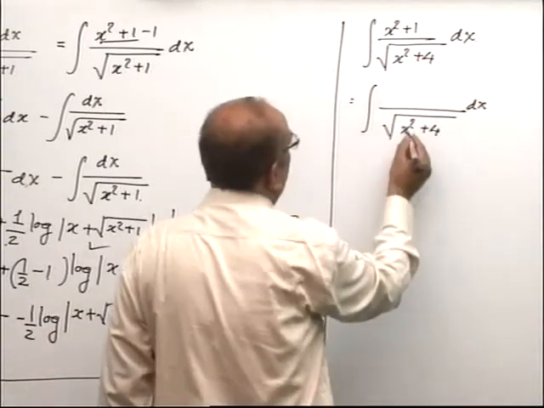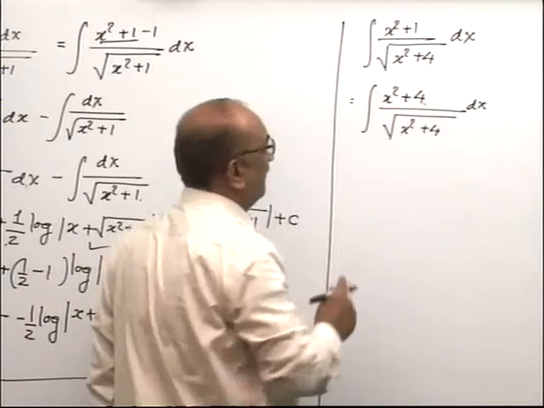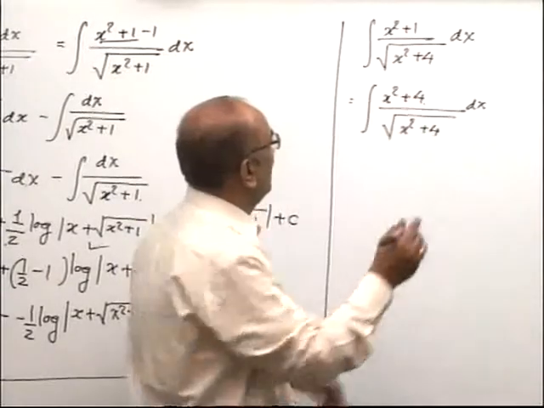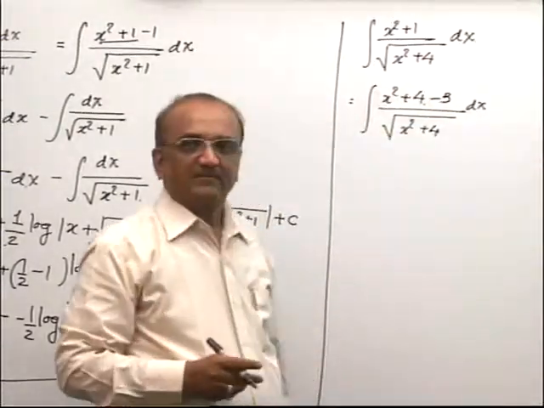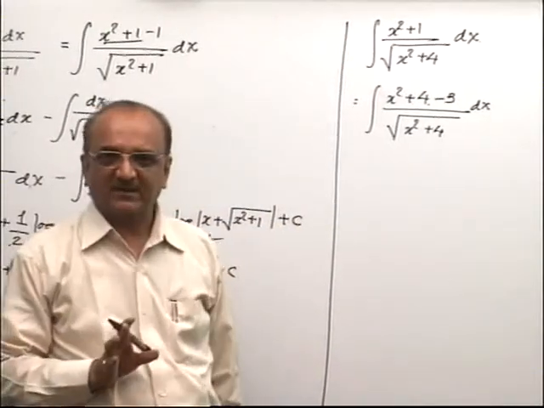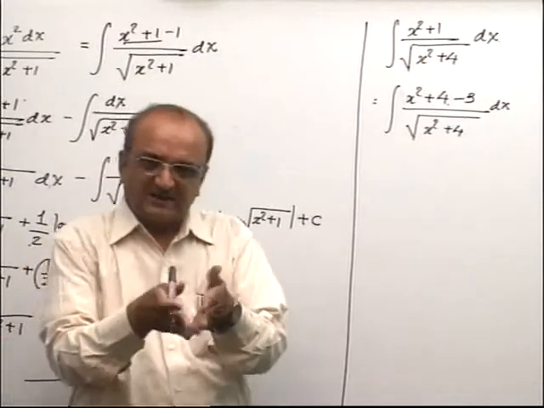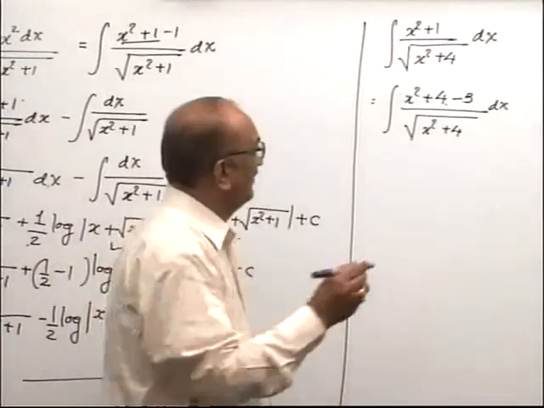Numerator requires x square plus 4, then you may write x square plus 4. But the actual function is x square plus 1, so you may write minus 3. Clear? X square plus 4 minus 3 is x square plus 1. Now you can take this partition of the form. What's the partition now?